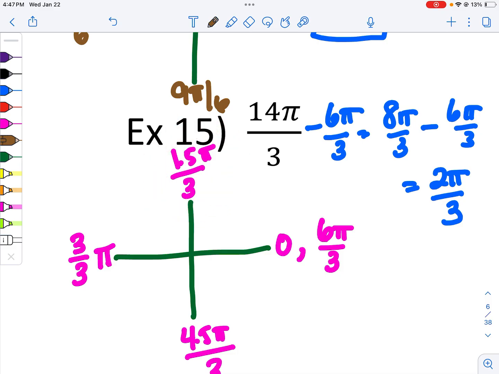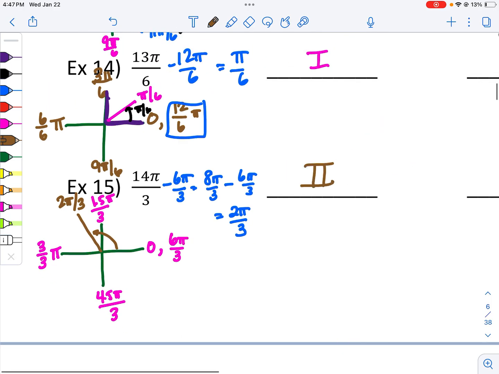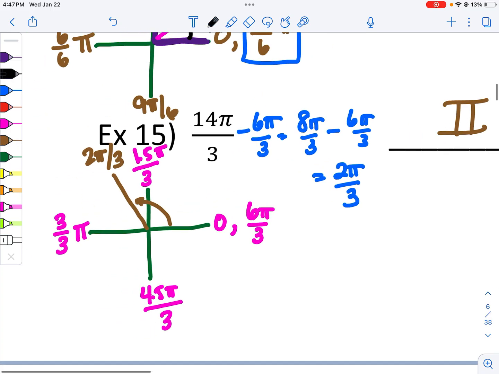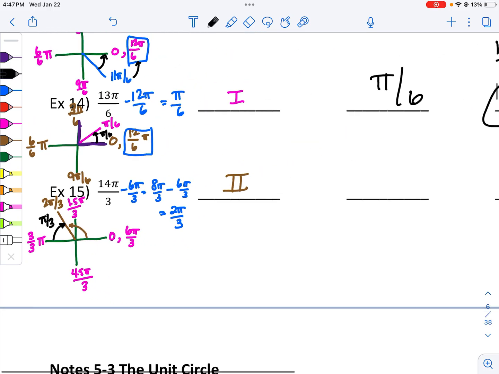I need to go 2. So that means I need to go into quadrant 3. So that would be 2 pi over 3. That's how far I had to go. Okay, so I'm in quadrant 2. Okay, and this time I want to find my reference angle. Well, this time my reference angle is over on the left side. So how far is 2 pi over 3 from 3 pi over 3? Well, that's just 1 pi over 3. Okay, so my reference angle is just pi over 3.